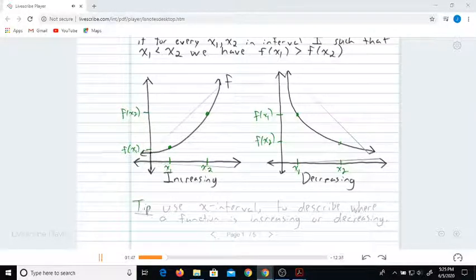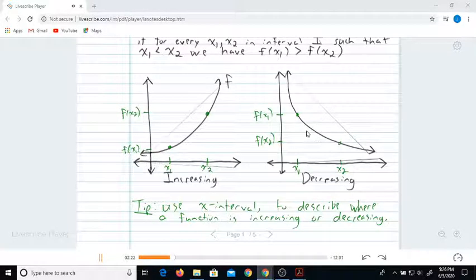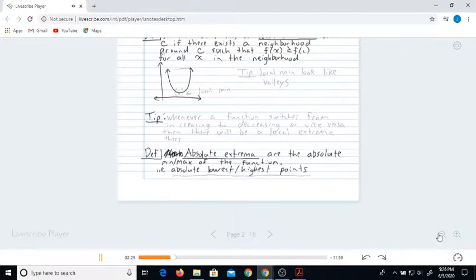And a quick little tip, we are going to be using x intervals to describe where a function is increasing or decreasing. Alright, so we'll do more examples later, but I want to introduce extrema next.